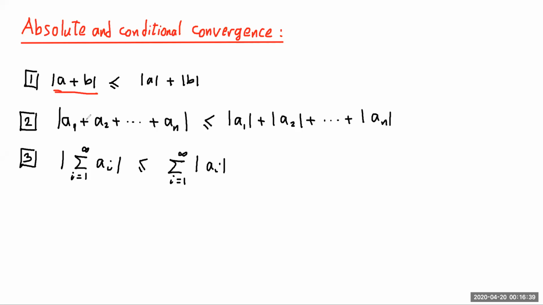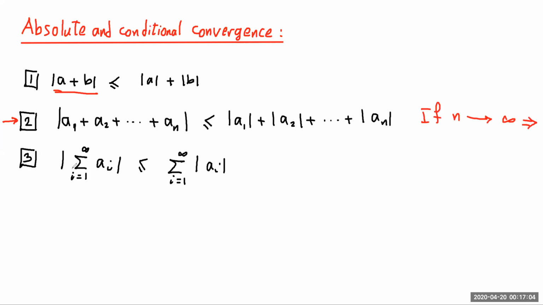And in general, we can write rule number 2 here. The absolute value of A1 plus A2 plus A3 up to AN is less than or equal to the absolute value of A1 plus the absolute value of A2 plus the absolute value of AN. So let's make N go to infinity; this formula is also correct.